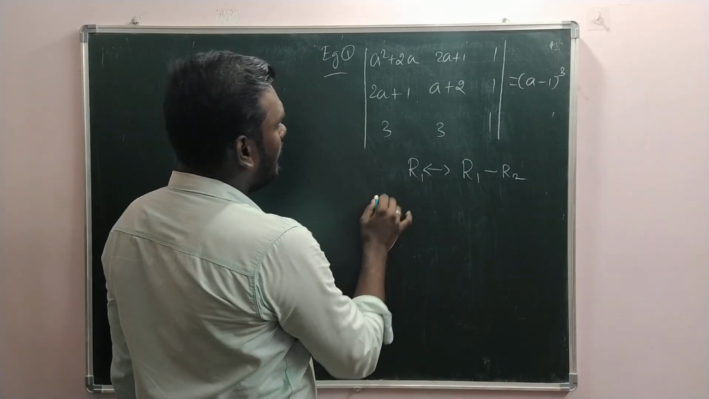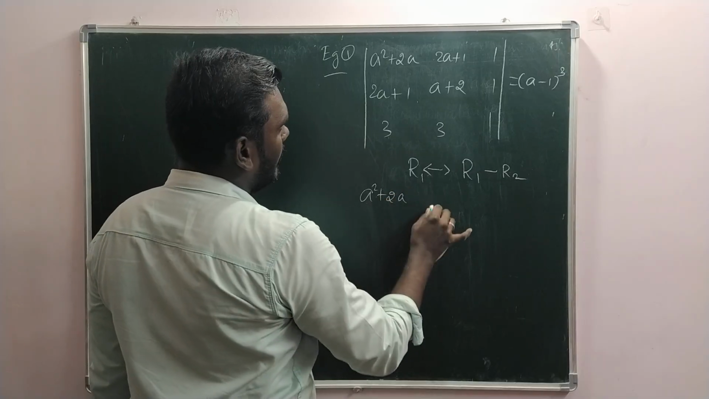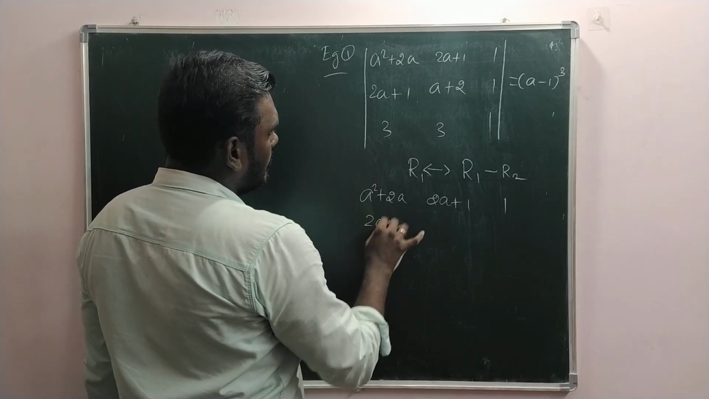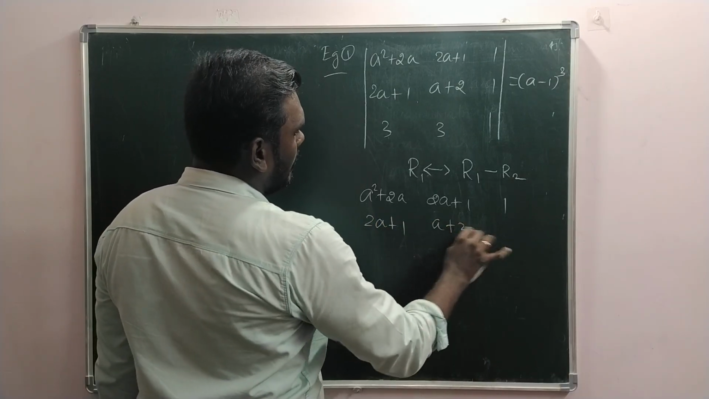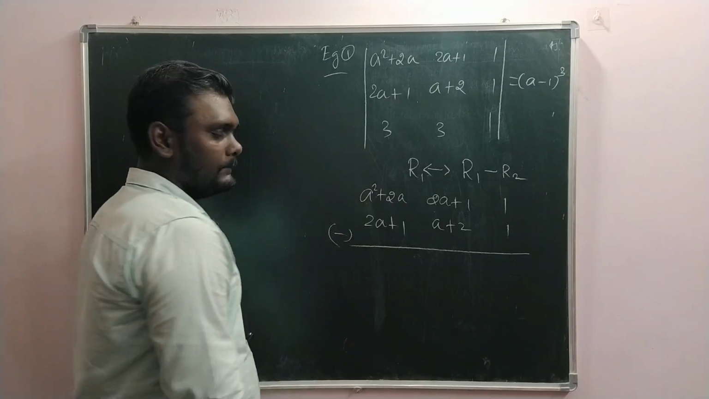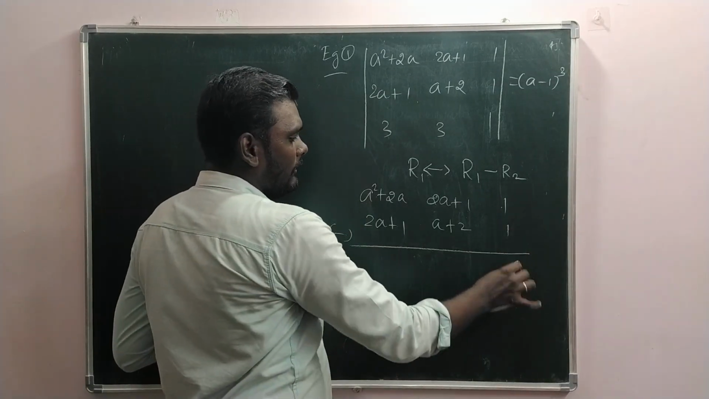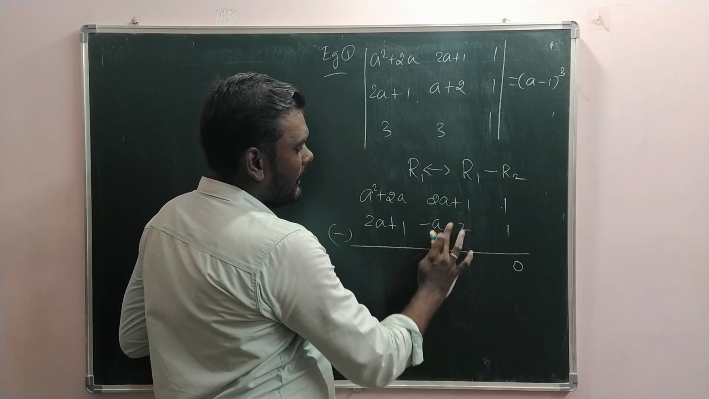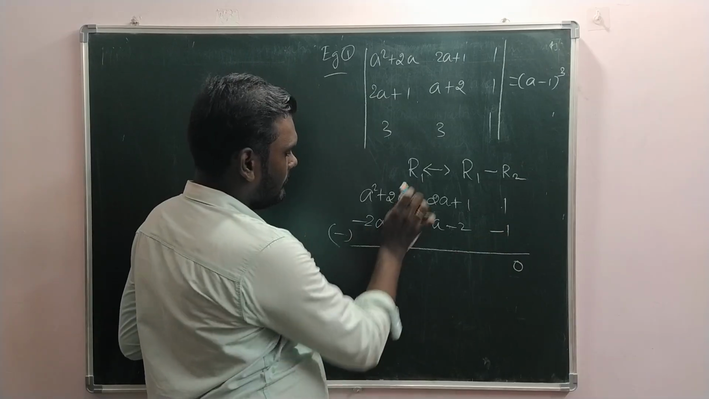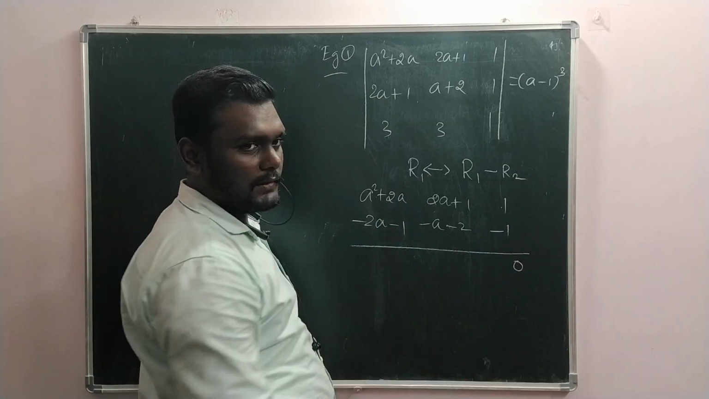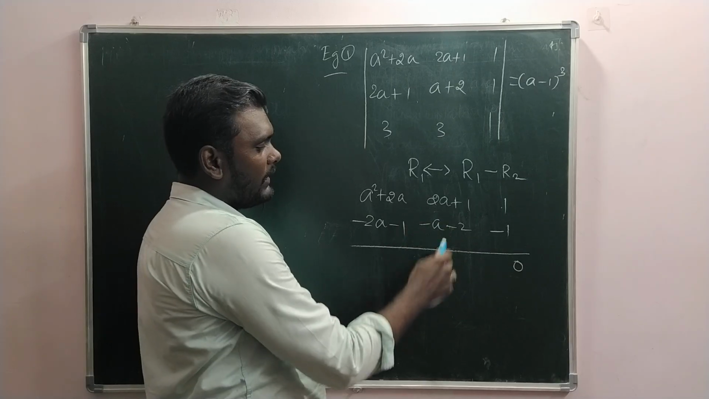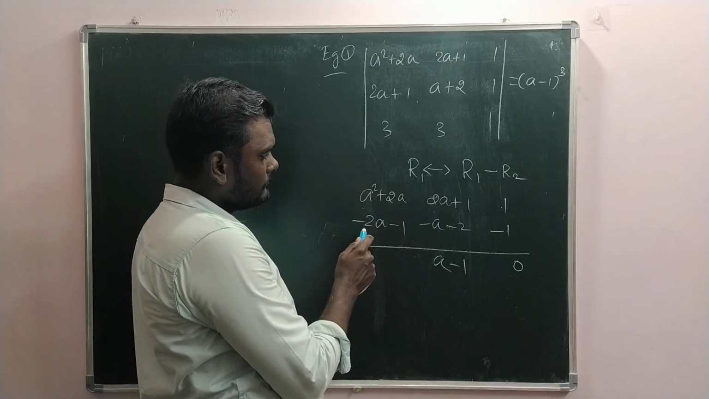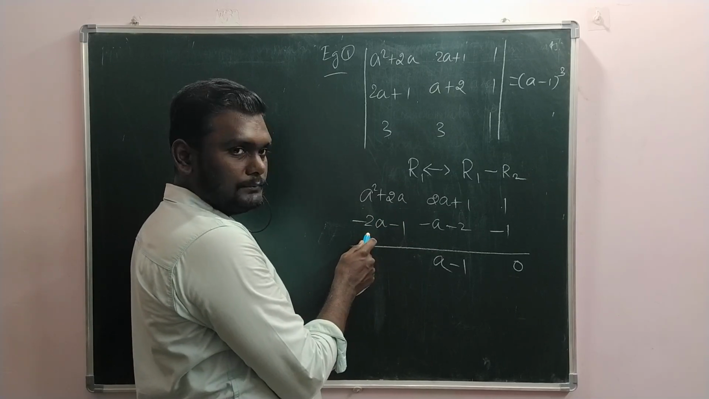What are the elements of R1? a squared plus 2a, 2a plus 1, 1. And R2 is 2a plus 1, a plus 2, 1. We are going to subtract these. When you subtract 1 minus 1, we get 0. And this is 2a plus 1 minus a minus 2. Here also the minus will be put, because I am subtracting, right? I am just interchanging the signs. Now 2a minus a is a minus 1. And this is a squared plus 2a minus 2a.